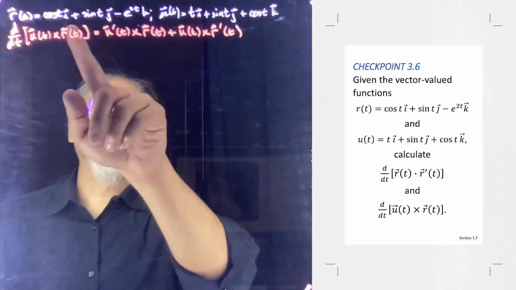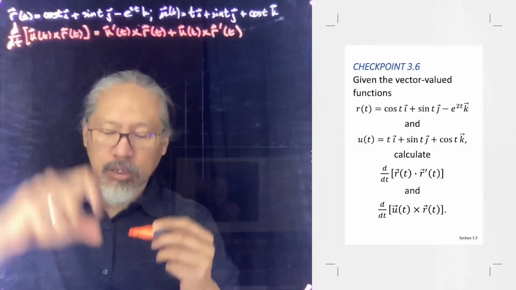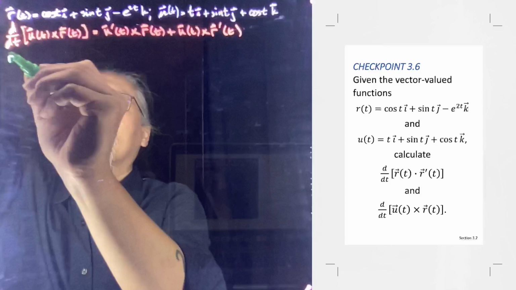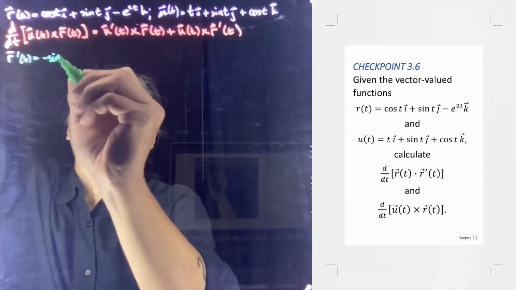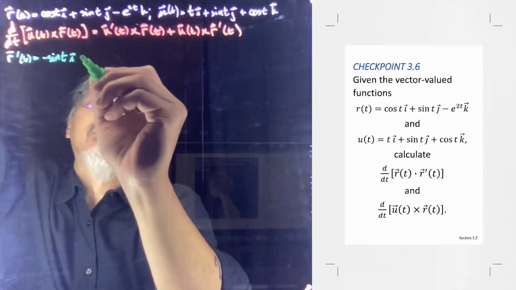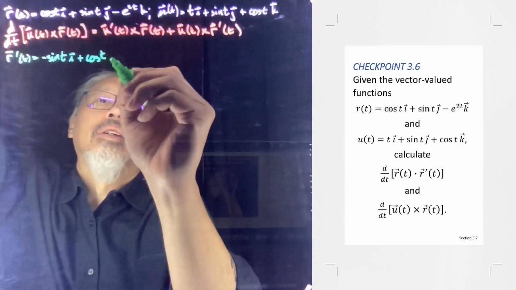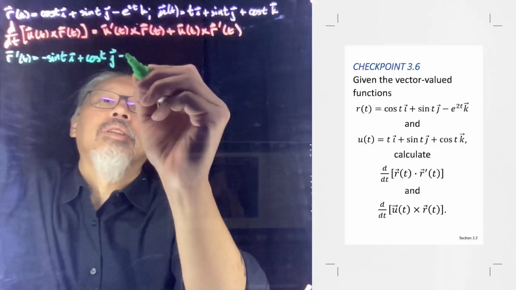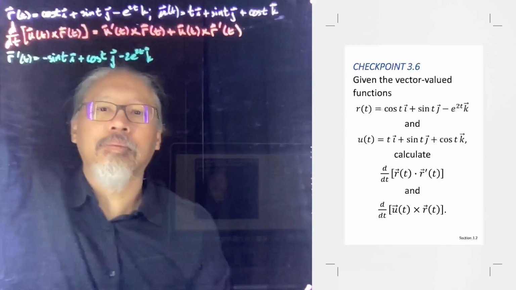Okay, all right. Now, what do we need? We have u and r. Now we just need the derivatives. So let's find the derivatives of u and r. Let's do r prime here. The derivative of cosine is negative sine t in the i direction, derivative of sine is cosine positive, and the derivative of negative e to the 2t is negative 2e to the 2t in the k direction.